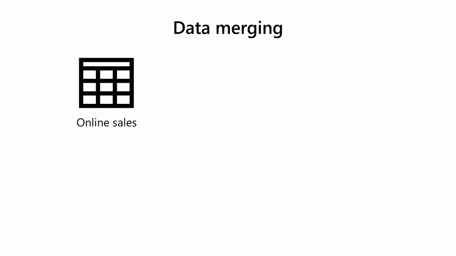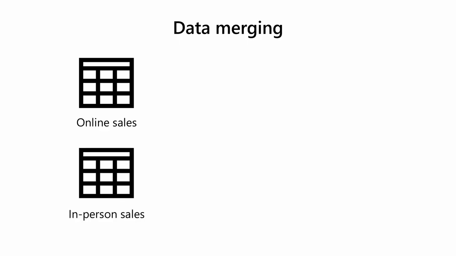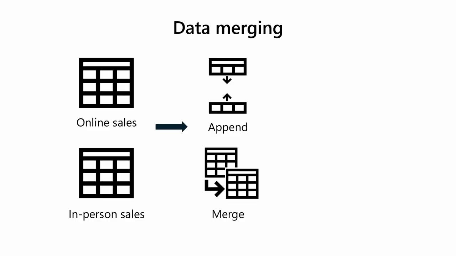Another data issue you may encounter is the need to merge or append multiple data sources. For example, if AdventureWorks has two data sources for sales, one for online sales and another for in-person sales, you'll need the data from both to create a monthly sales report. Depending on the data formats, you can use commands such as append or merge data transformations to combine the data for analysis.